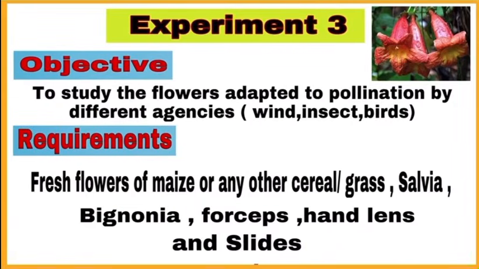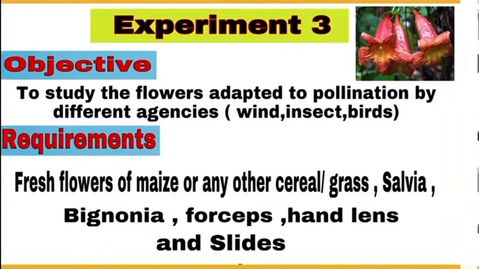Start writing the objective of the experiment, that is, to study the flowers adapted to pollination by different agencies like wind, insect and birds. Next, write the requirements. We require fresh flowers of maize or any other cereal or grass, flowers of salvia and bignonia. We also require forceps, hand lens and slides.